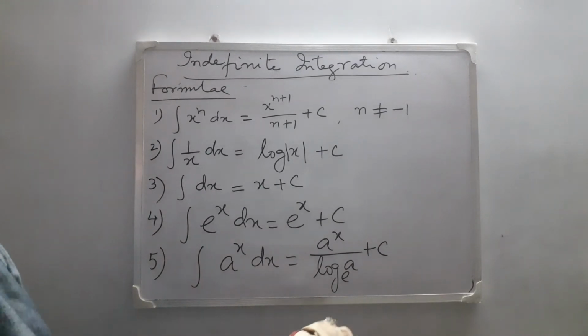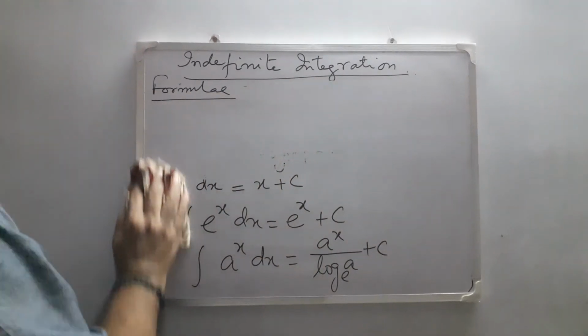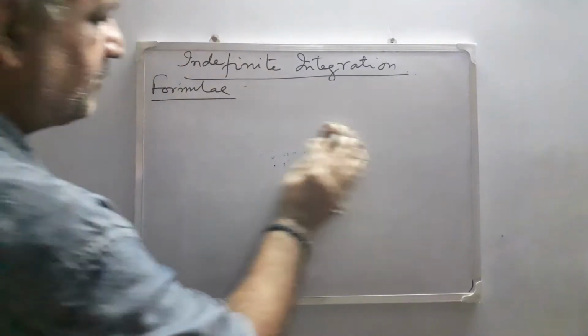Okay. So these are the 5 formulae. Now let us start with the trigonometric part. That is number 6, formula number 6.